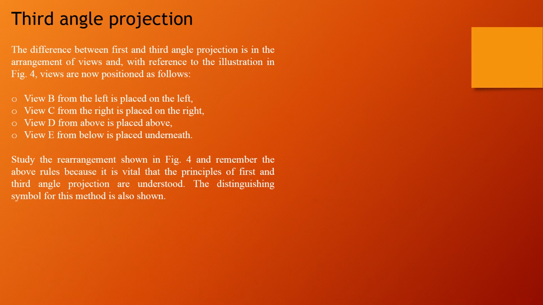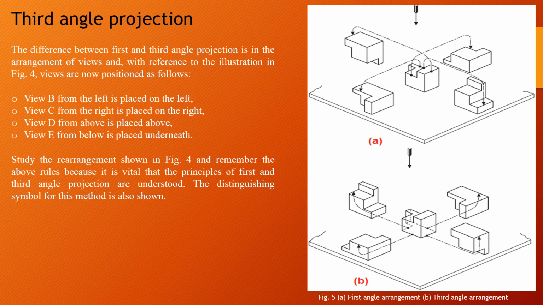Okay, study the arrangement shown in figure 4 in the previous slide and remember the above rules, because it is vital that the principles of first and third angle projection are understood. The distinguishing symbol for this method is also shown in figure 5. You can see it, figure 5. Part A shows the positioning of the first angle, and part B the third angle projection.